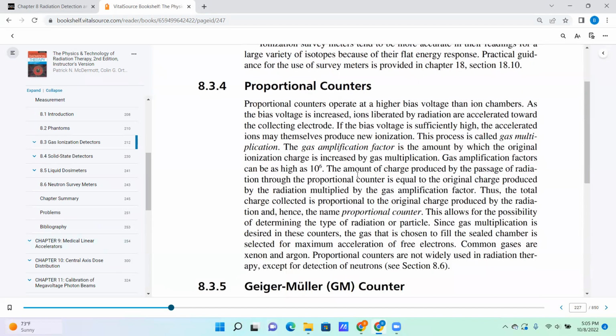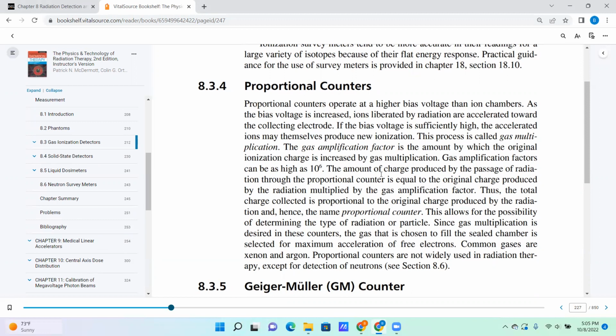Proportional counters operate at a higher bias voltage than ion chambers. As the bias voltage is increased, ions liberated by radiation are accelerated towards the collecting electrode. If the bias voltage is sufficiently high, the accelerated ions may themselves produce new ionization. This process is called gas multiplication. The gas amplification factor is the amount by which the original ionization charge is increased by gas multiplication, and it can be as high as 10 to the 6th power.